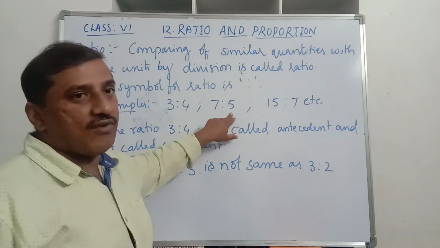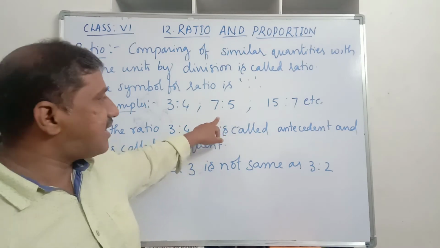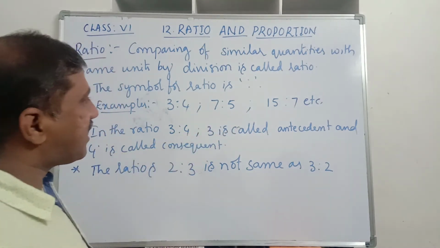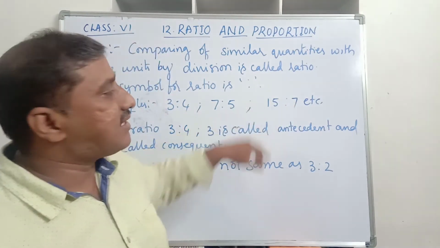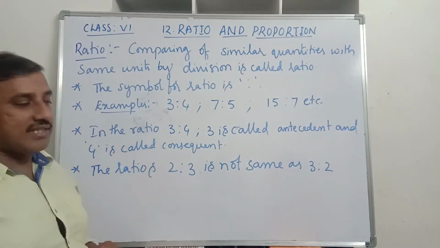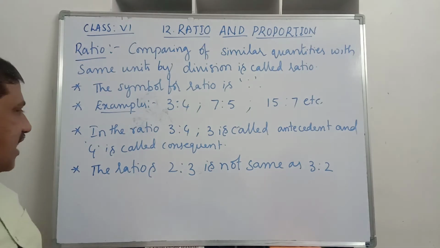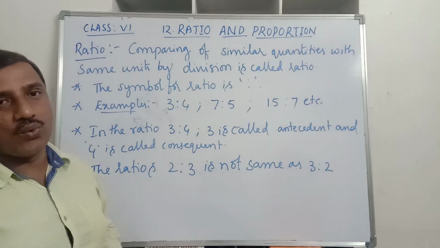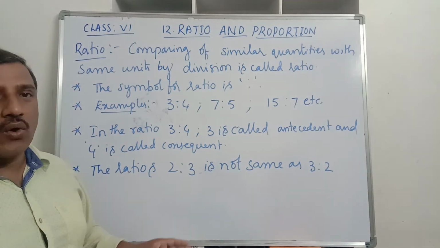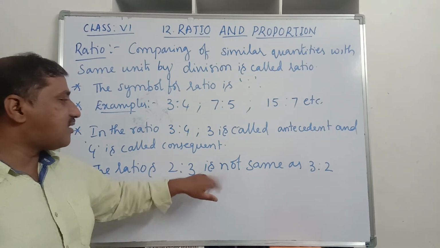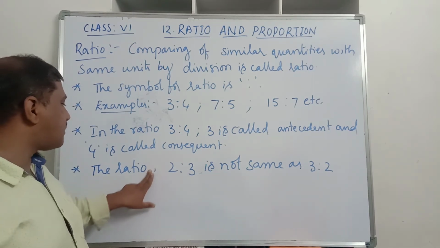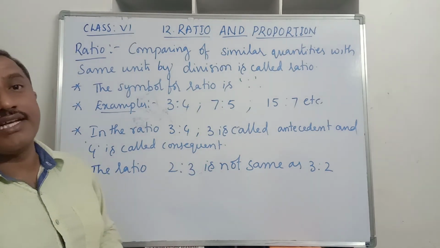Similarly, in 7:5, 7 is called the antecedent and 5 is called the consequent. In 15:7, 15 is called the antecedent and 7 is called the consequent. Now, what about the ratios 2:3 and 3:2? Are they the same? No, they are not the same. The ratio 2:3 is not the same as 3:2.